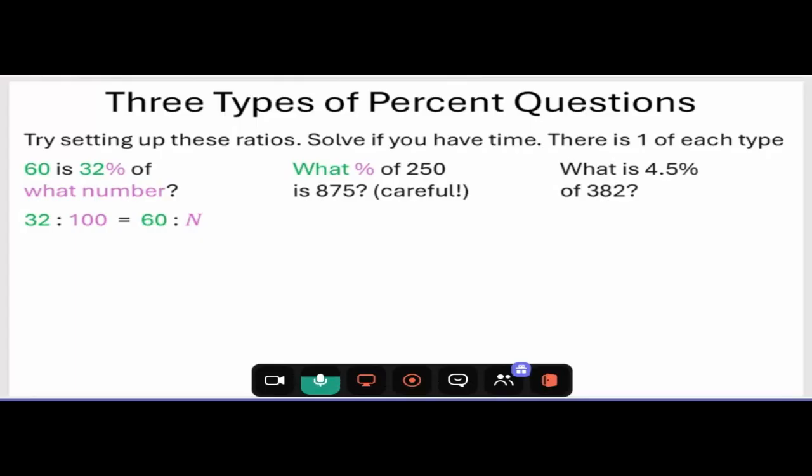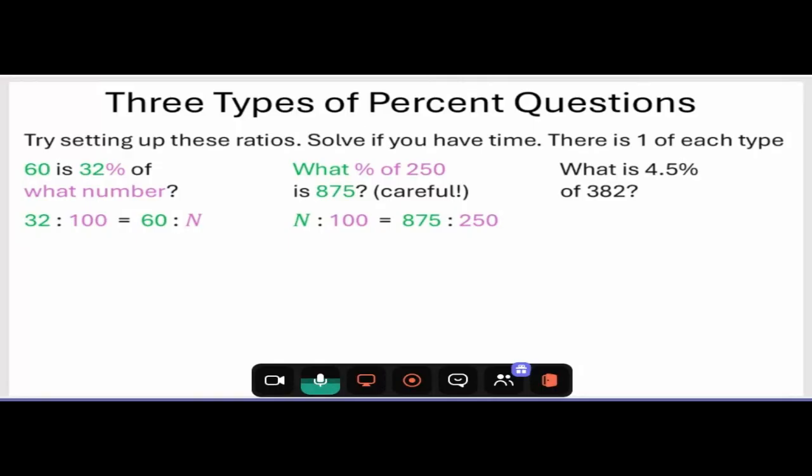And then let's set up the second one here. Again, identify the percent first. In this case, the percent is unknown. What percent? So that's n out of 100. Now, you see, I warned you to be careful on this one. What percent of 250, that's the whole, is 875? What percent out of 250? So 250 is actually the whole, and the part in this question is actually bigger than the whole. So again, we have a percentage that's actually going to be bigger than 100%.